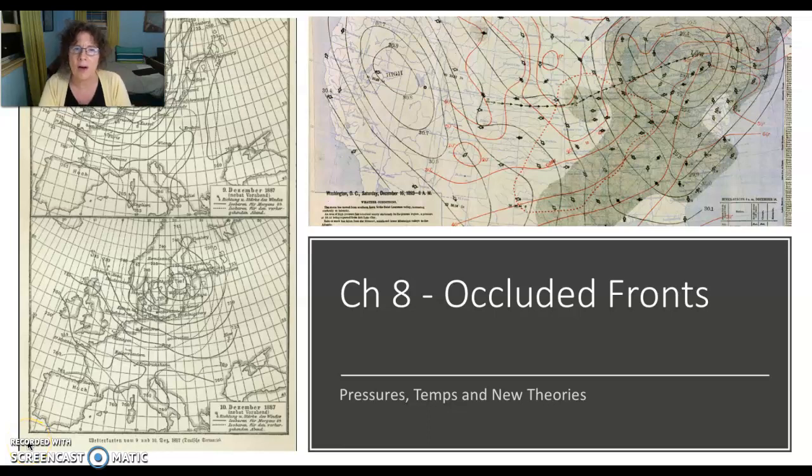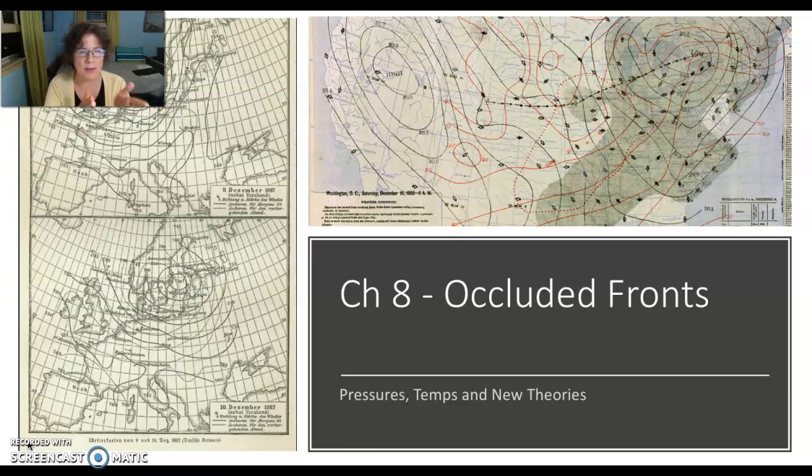Hi everyone, we are on chapter 8 still, and I know you can't see me too well up in the upper left hand corner, but this is such a great map that I wanted to show it to you. We're talking about occluded fronts now. We'll explain a lot more about them soon, but I wanted to show you some history. The map on the left is from 1887. I believe the map on the right is from 1893.